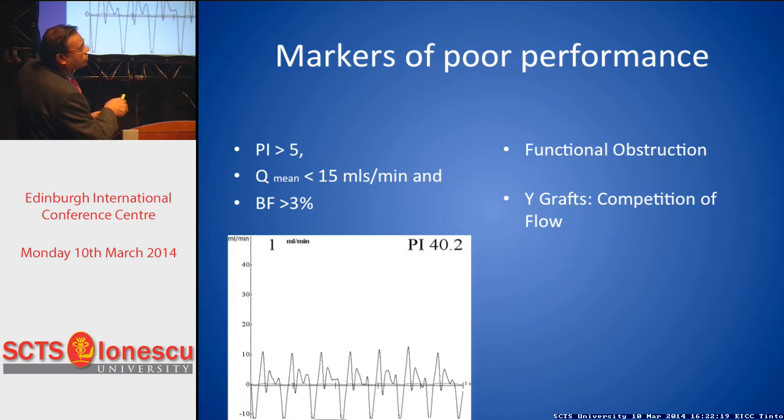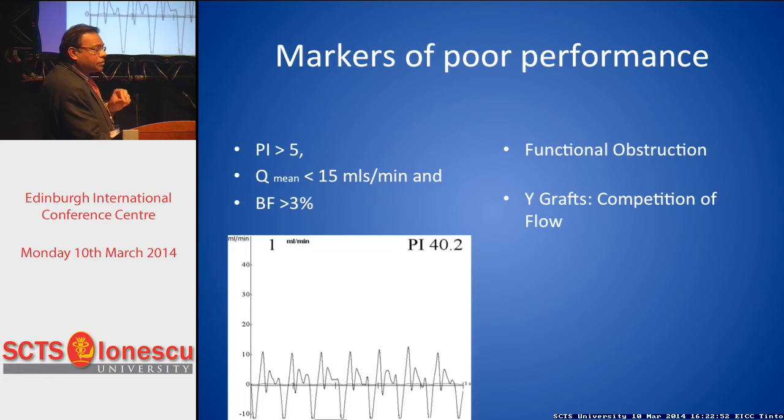Some authors have called this functional obstruction, and this can be seen in arterial Y grafts, where the two limbs of the Y have been anastomosed to coronary arteries that have different degrees of stenosis. And this is also a competition of flow. And if you see a trace like this, and if you clamp the artery that is stealing the blood, you will find that the trace goes back to normal.